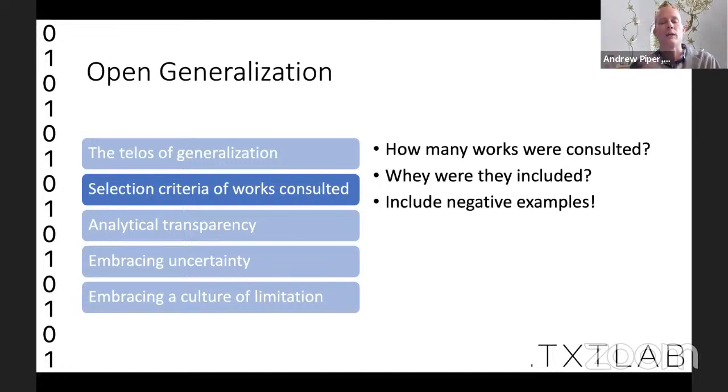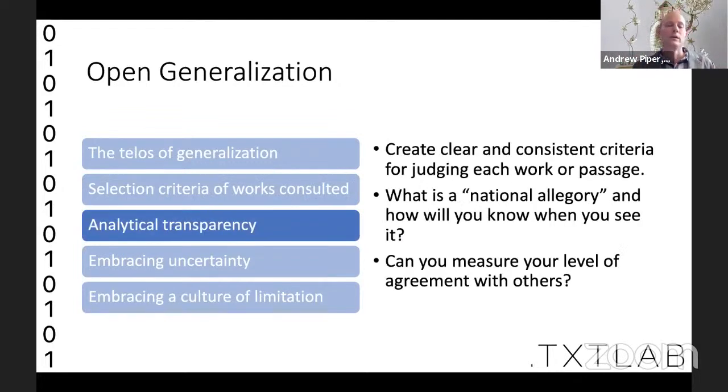And we need to see what that looks like. What does the negative side of your insight, your generalization, look like? The third step is analytical transparency.